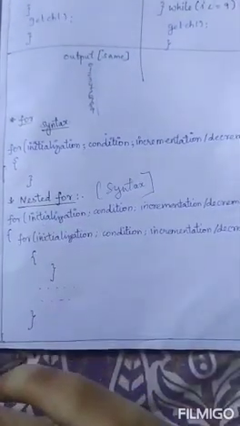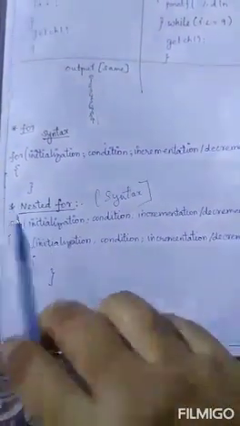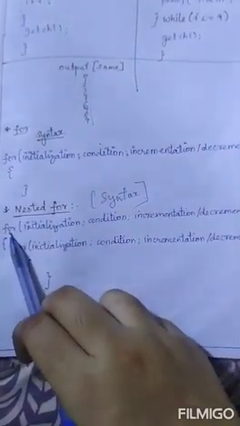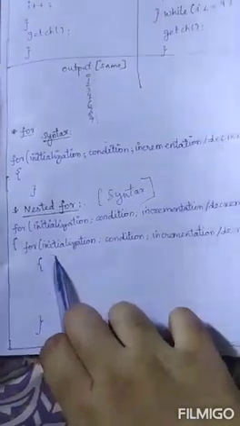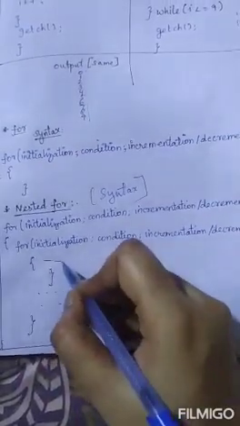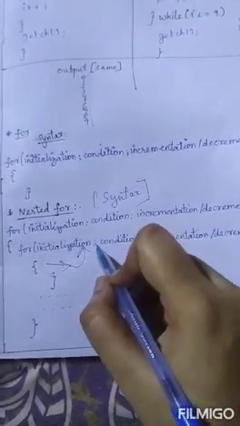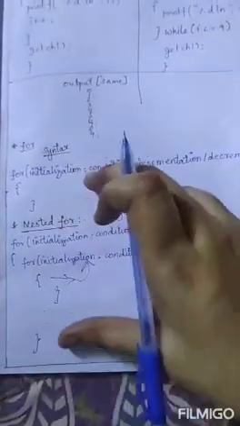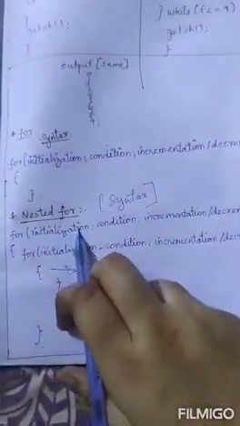Next is nested for. As we saw in decision making, nested if means inside we have many if and else statements. Likewise in nested for, first there is initialization, condition, incrementation or decrementation. Inside the for statement we will have another for statement, with its own initialization and condition, and its own curly braces. This executes for the inner for statement, and this for statement is inside the basic for statement. So that is called the nested for.